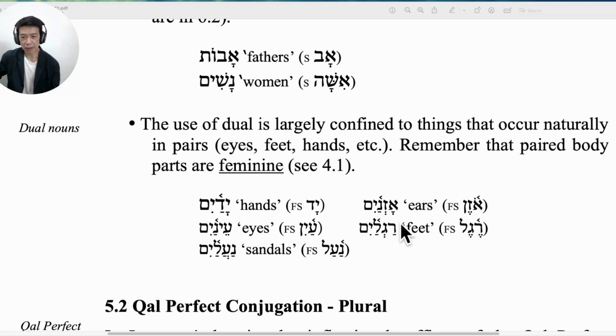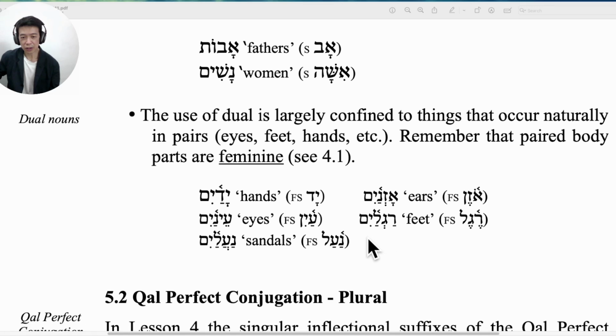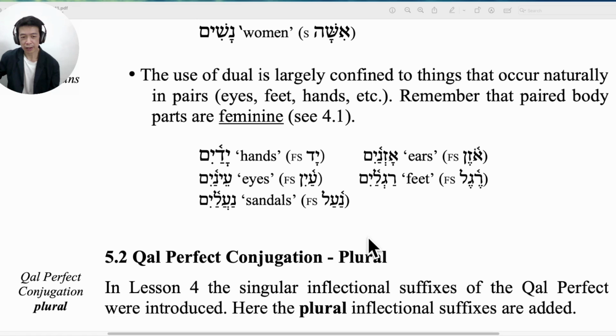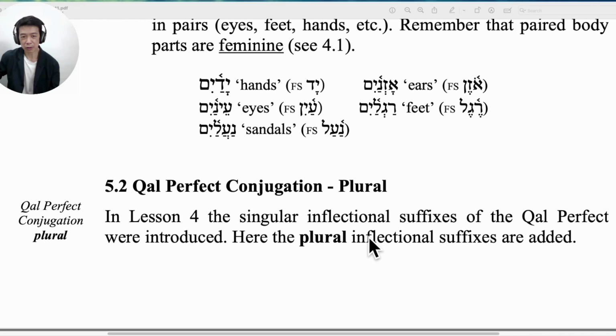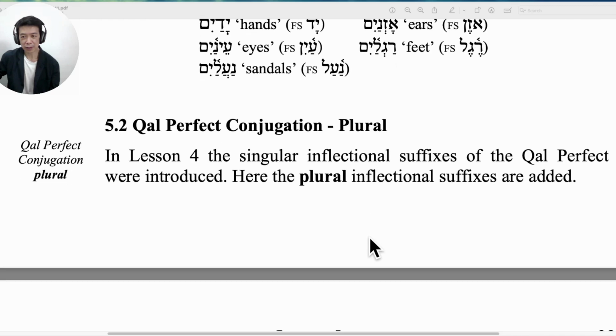For foot, singular is regel. For feet, a pair of feet is raglaim. Let's take a look at perfect conjugation for plural. In the previous lesson, the singular inflectional suffixes of the perfect were introduced. Here the plural inflectional suffixes are added.